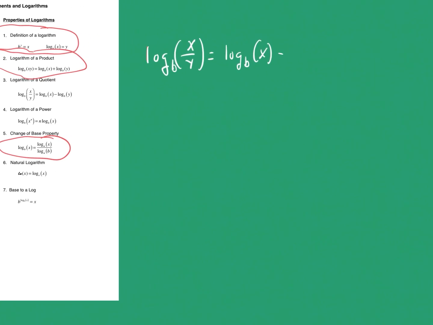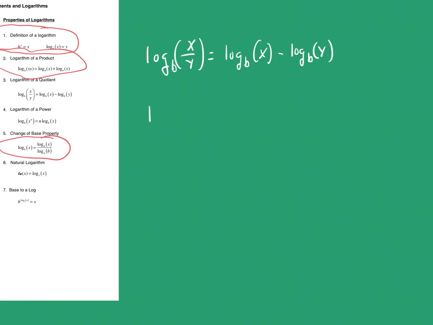If I have log of, say, to some base of x over y, well, I can rewrite that as log base of x. In this case, when I'm dividing, it turns into a minus sign of log base of y. And so this, again, a lot of times we'll use this to simplify things.